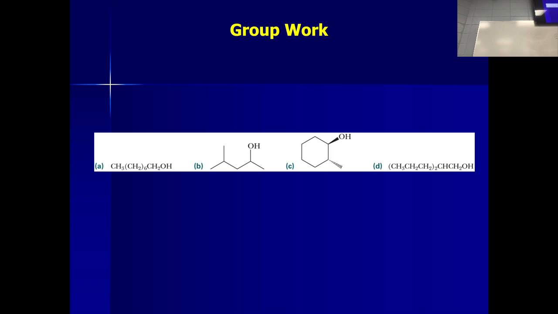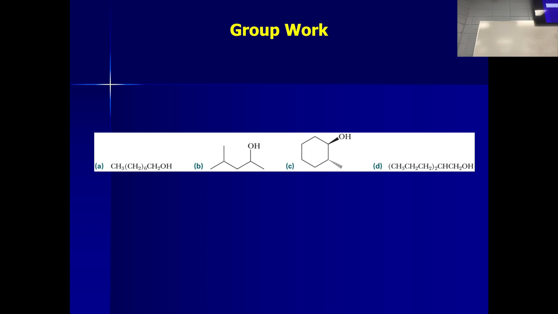1-octanol. What does the 1 tell me? It tells me where the OH is. Right, so I could have 1-octanol, I could have 2-octanol, I could have 3-octanol, I could have 4-octanol. Can I have 6-octanol? I can't, because we always want to get the lowest number, right?